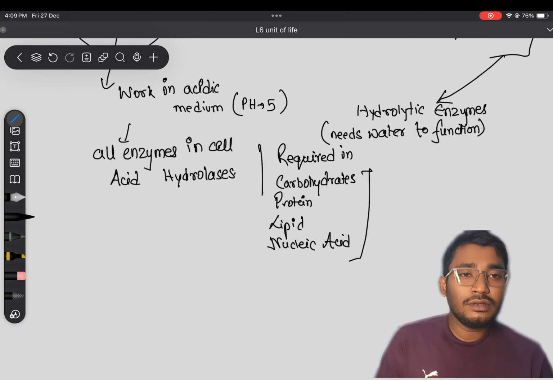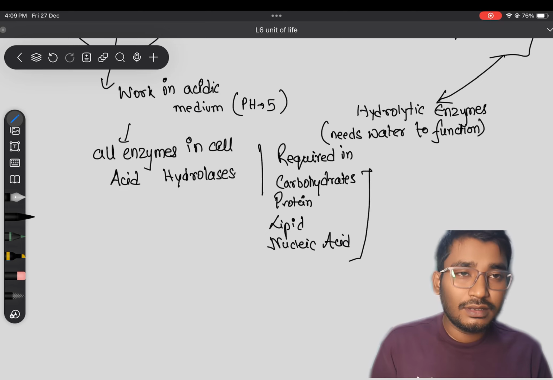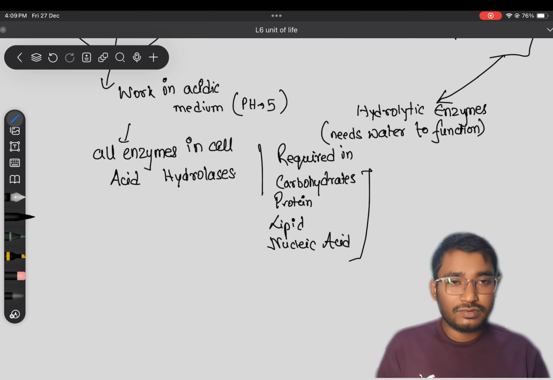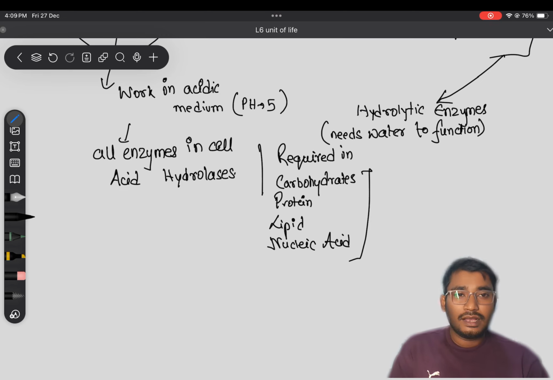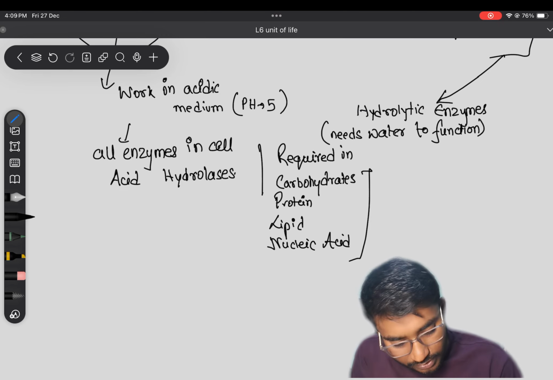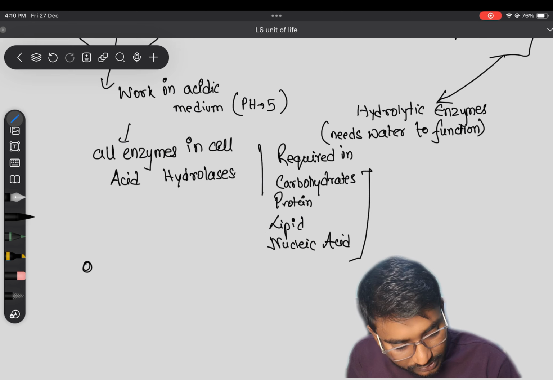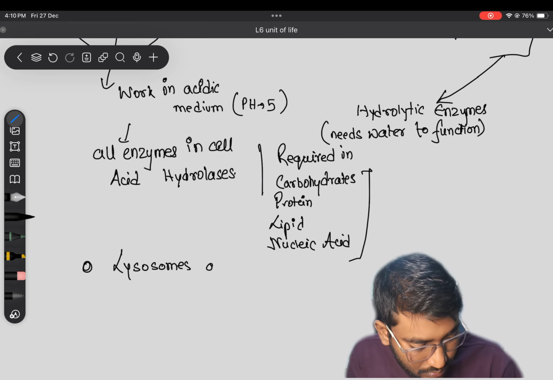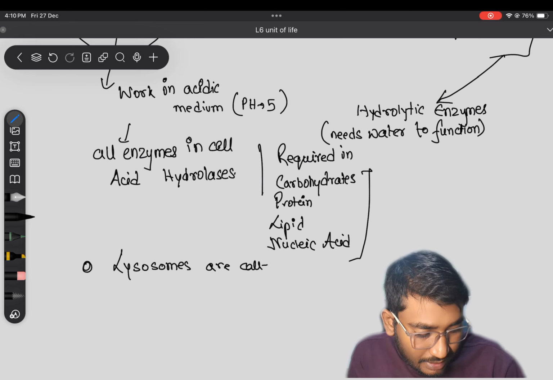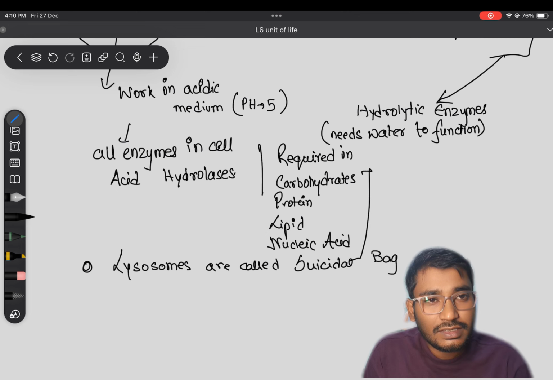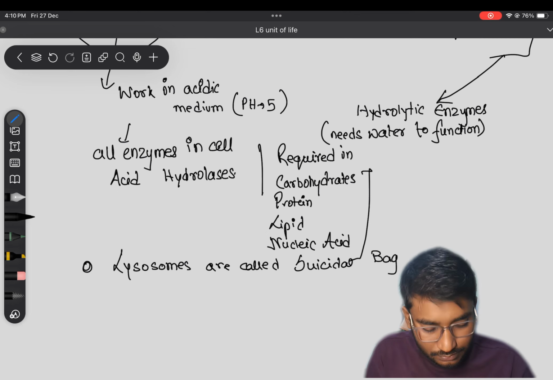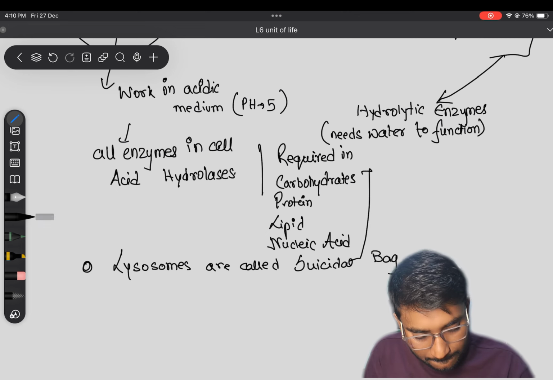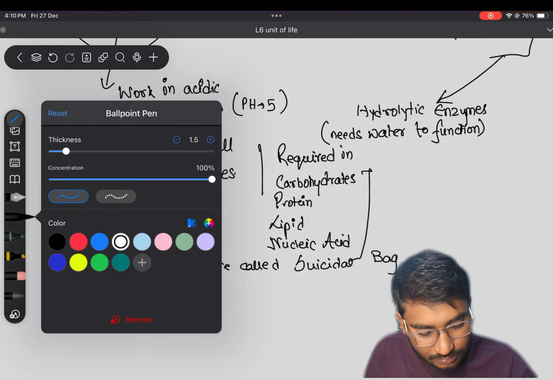Okay, so I have continued till the lysosome, and make one thing note: lysosomes are called suicidal bags. It dissolves themselves also. So these are called suicidal bags.